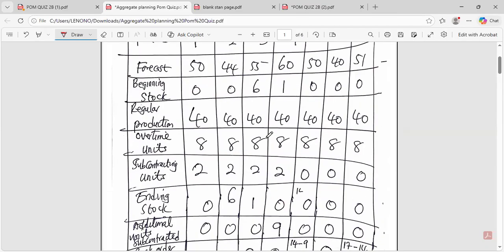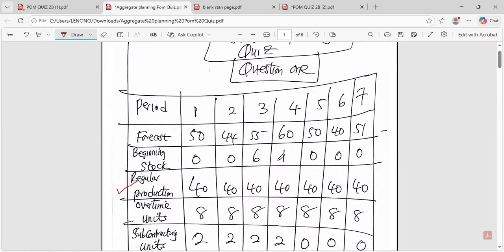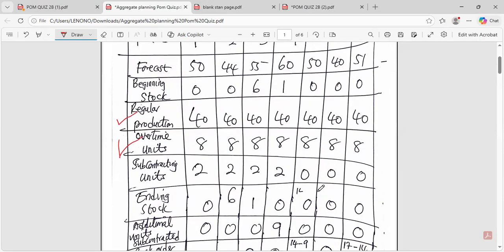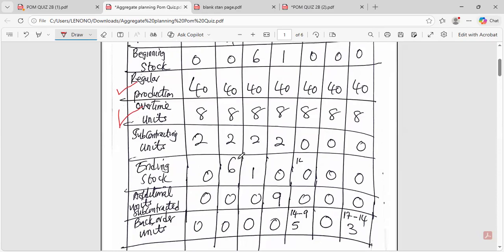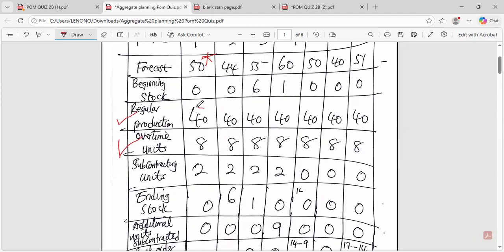Okay, so beginning inventory was 0. The regular production is 40 a month. Then we have the overtime units, which is 8 units throughout. So as we can see from here, to meet the demand of 50, we are looking at the regular production plus the overtime. You add these and subtract the demand forecast.